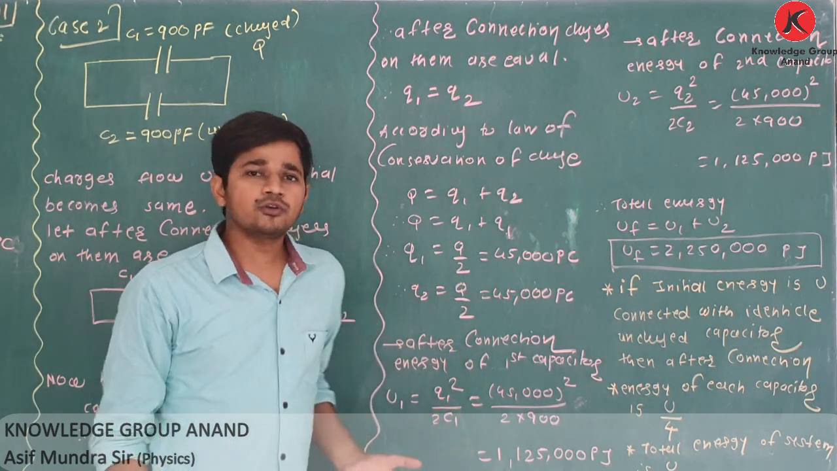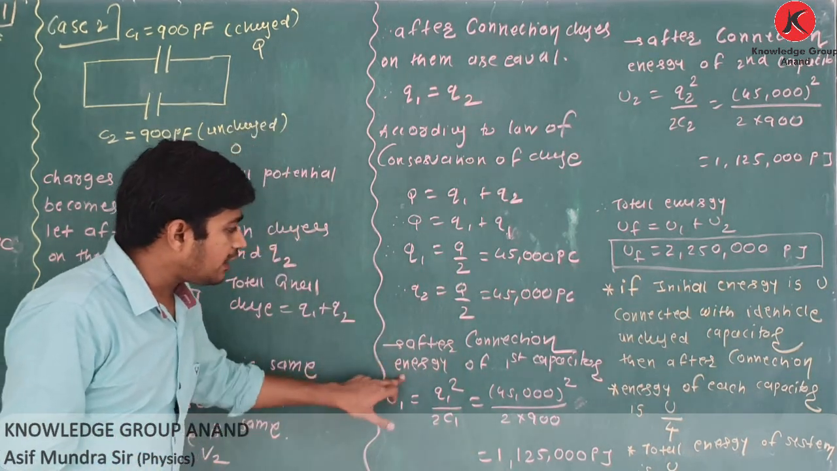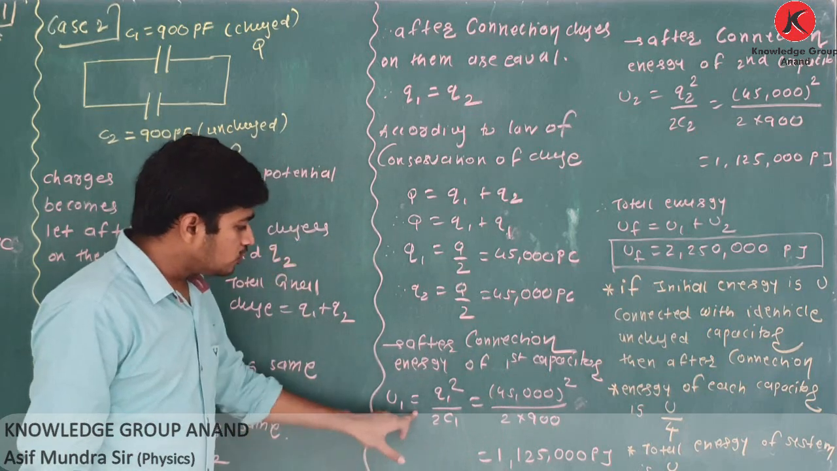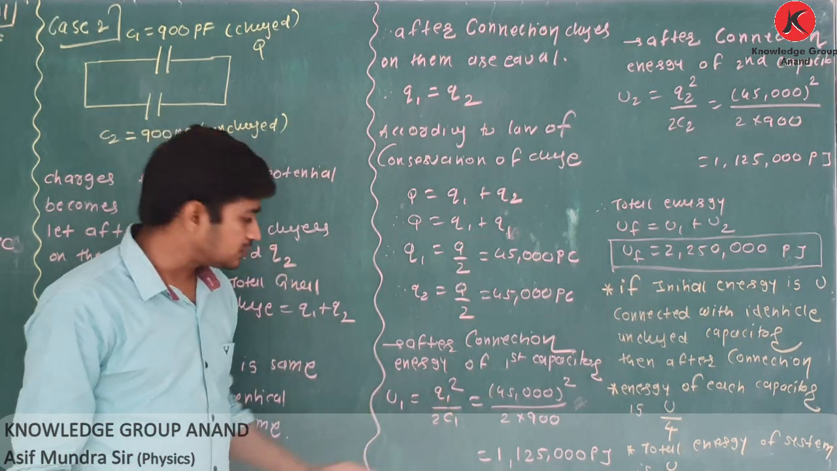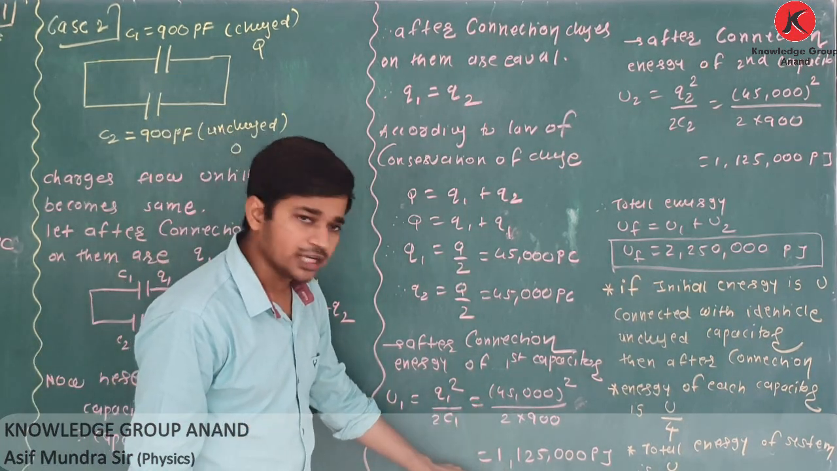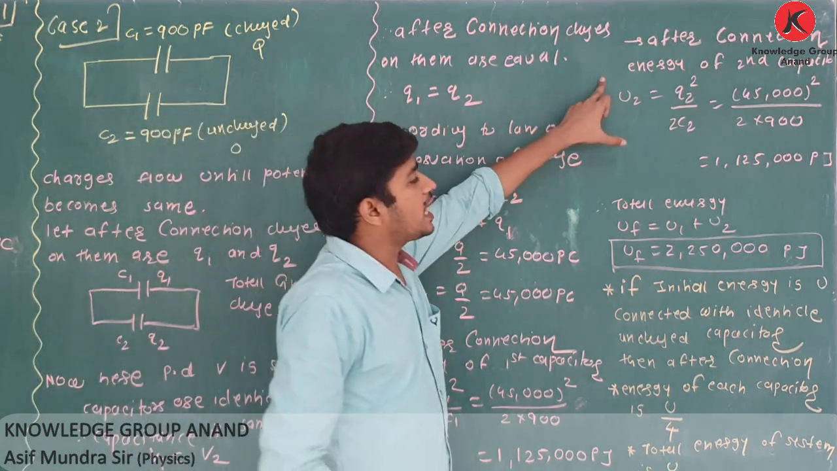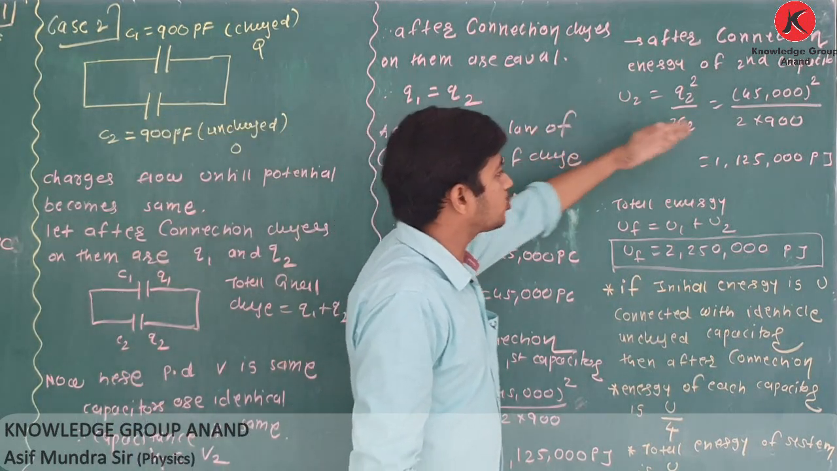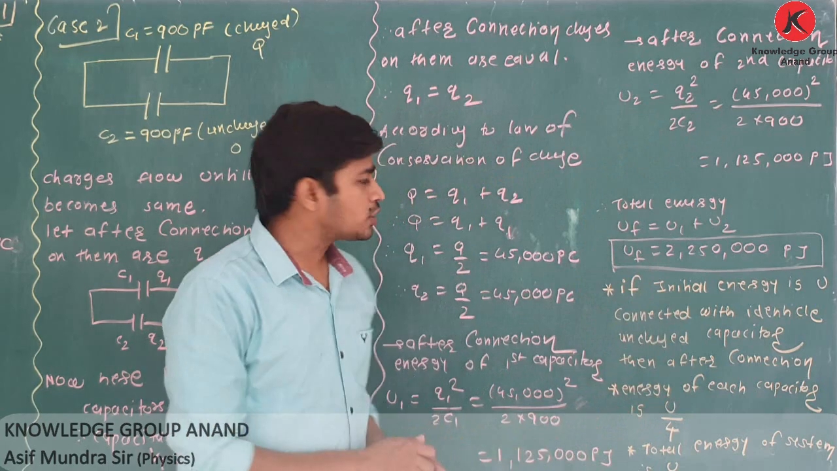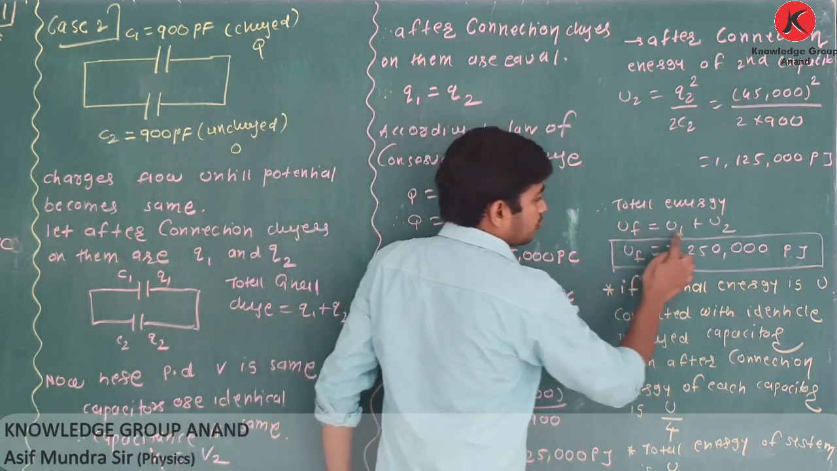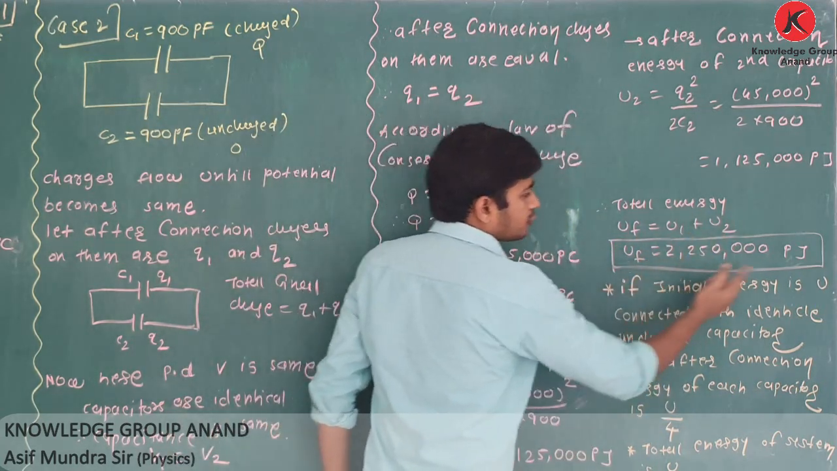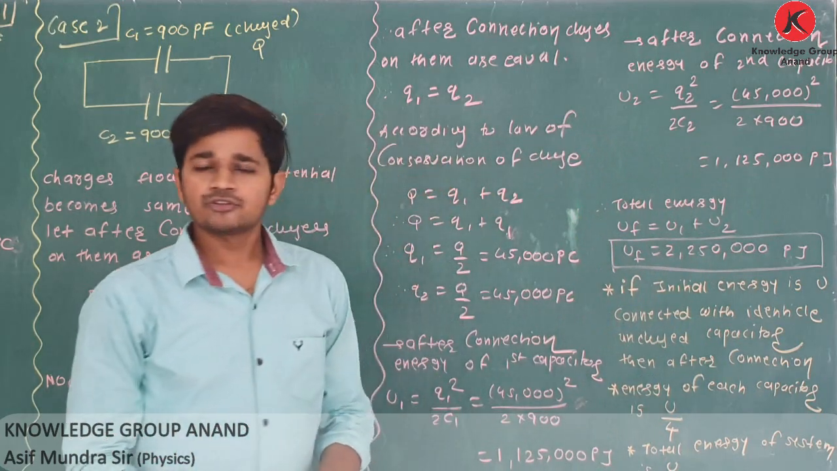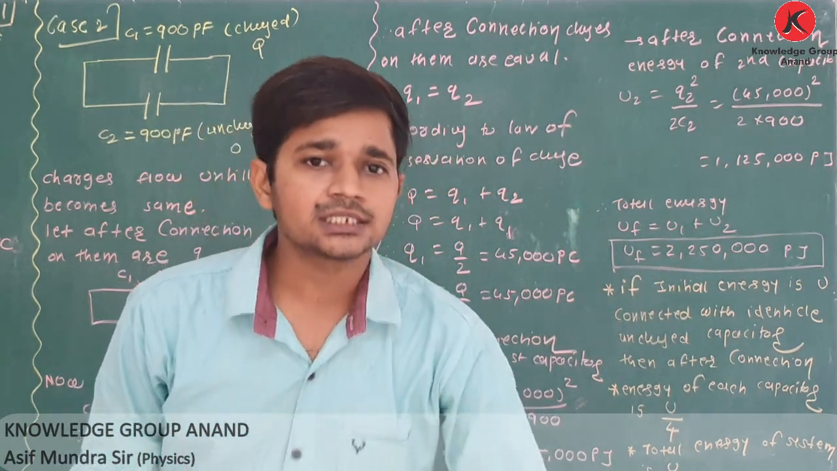Clear? Now what to find? After connection, the energy of the first capacitor U1 is equal to Q1 square upon 2C1. Now after connection, the energy of the second capacitor U2 is equal to this. What is the total energy? Final energy UF is equal to U1 plus U2. Okay, so yes, it is your answer.